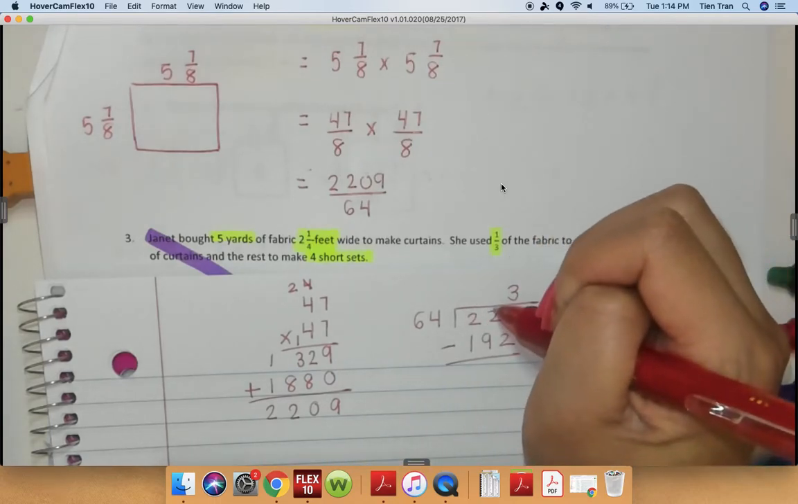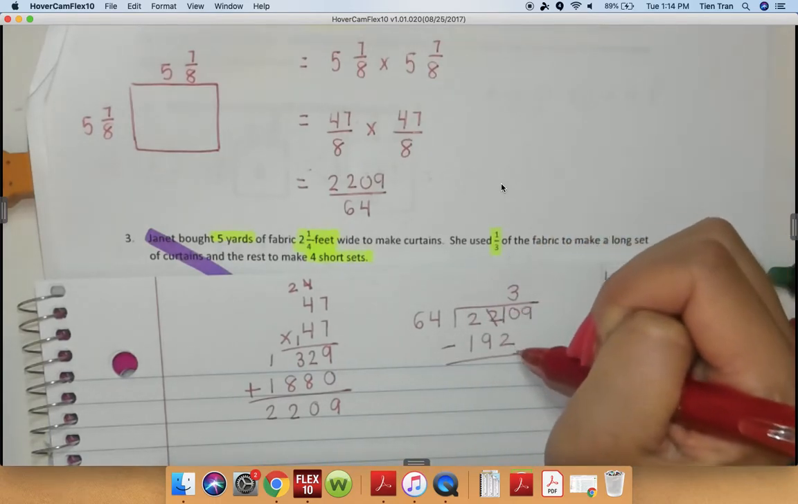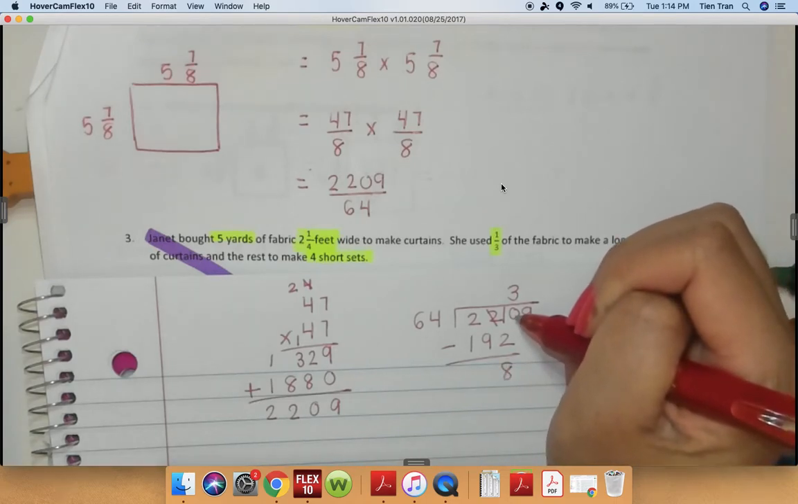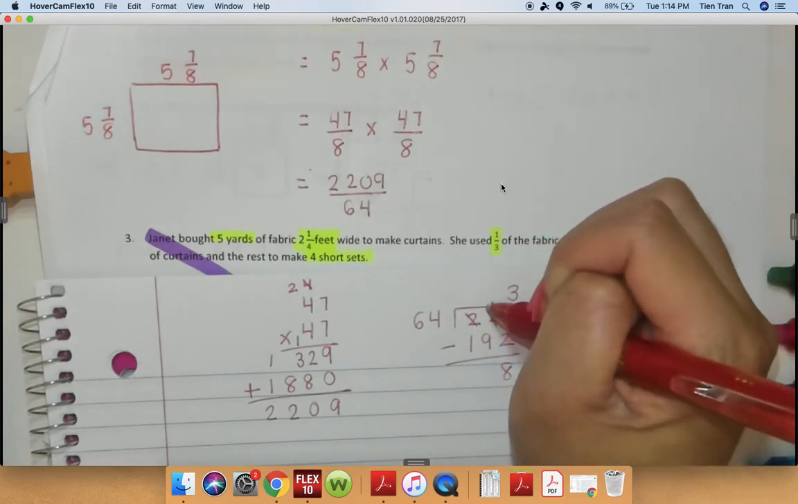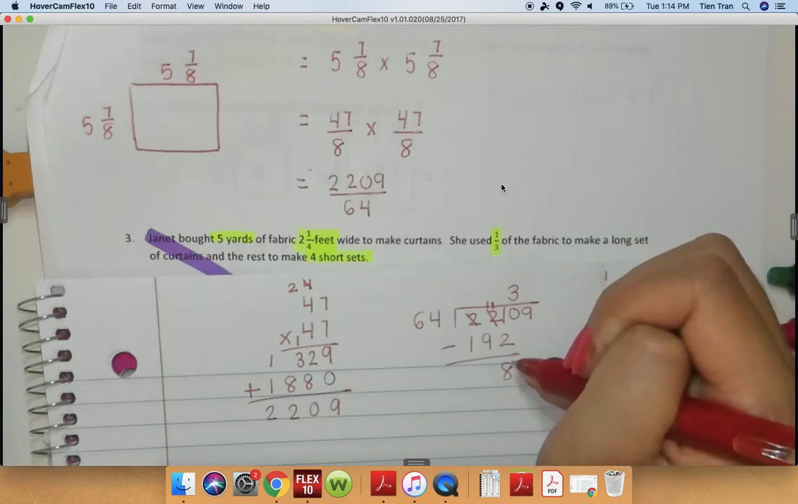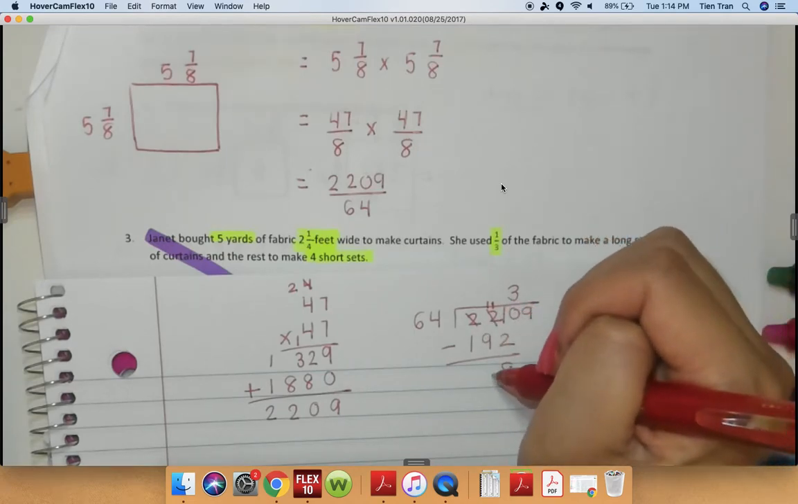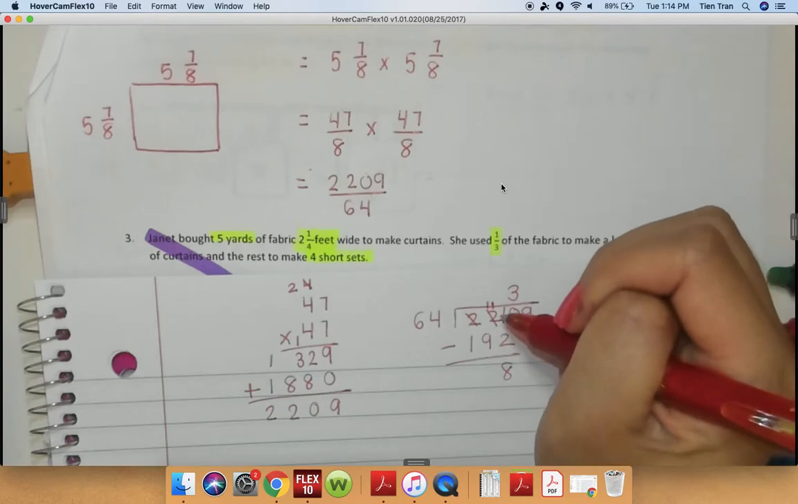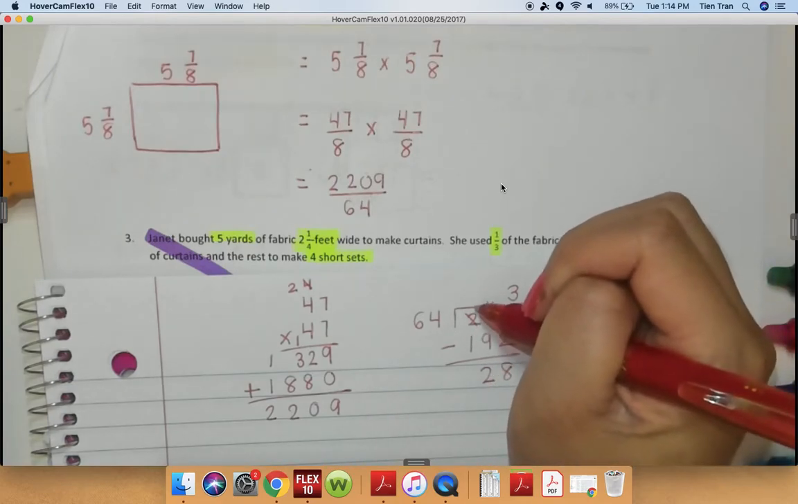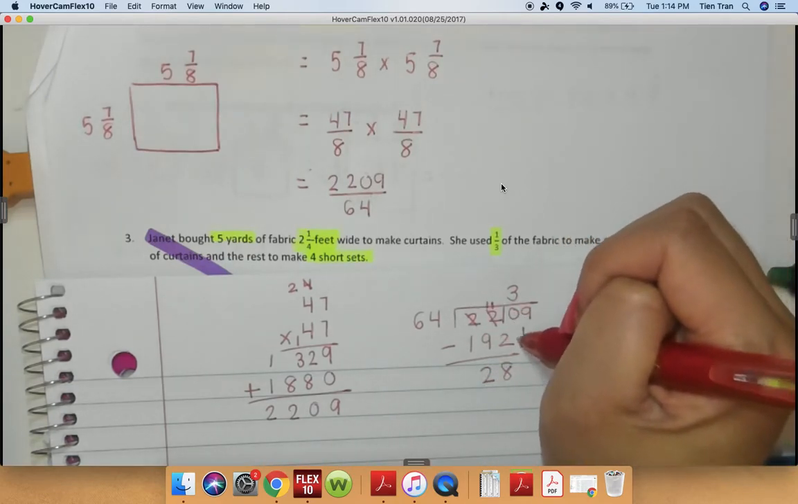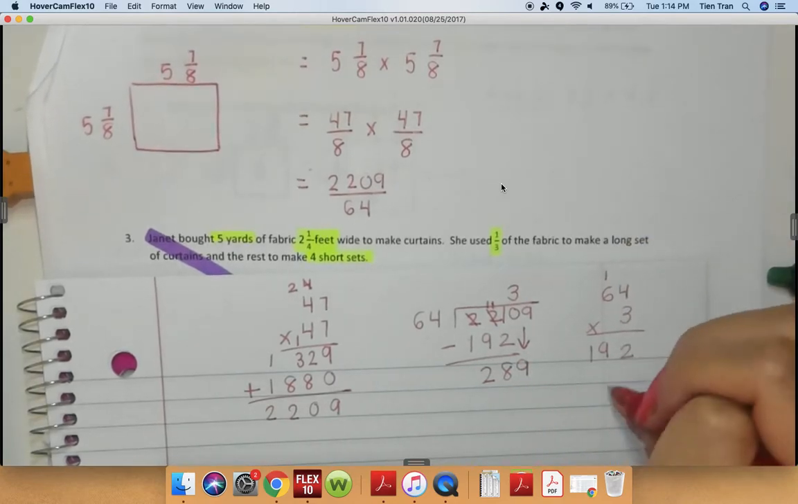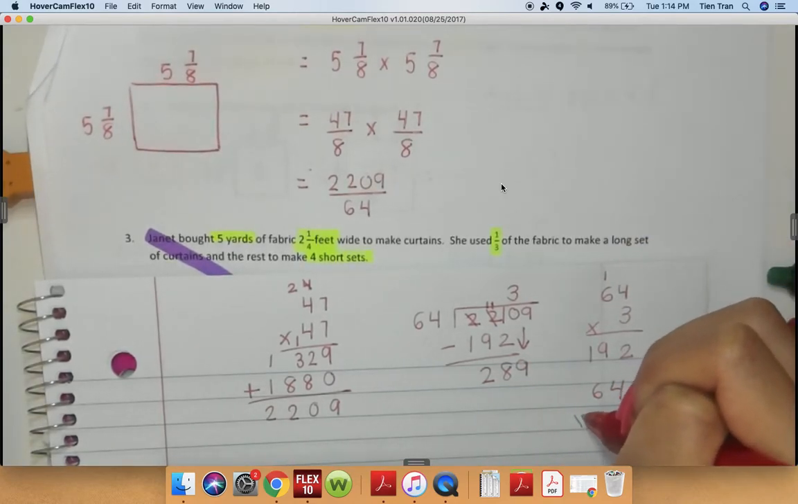Okay, now I am going to subtract. So I have 10 minus 2, which is going to give me 8. 2 changes to a 1. I borrow. 11 minus 9 is going to give me 2. And 1 minus 1 is equal to 0. Bring down my 9. So now I'm going to try 64 times 4.